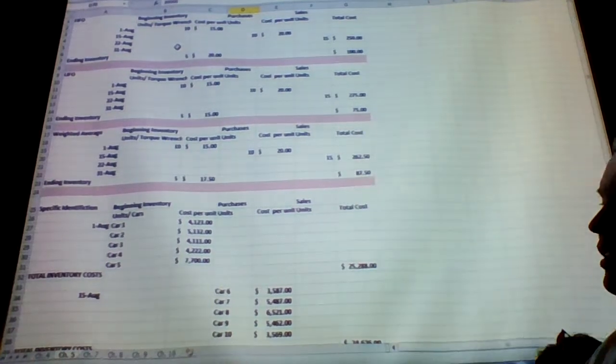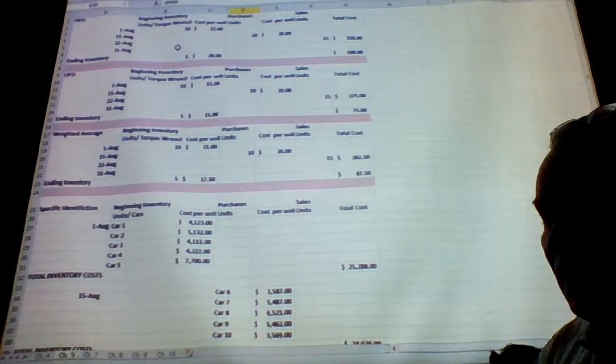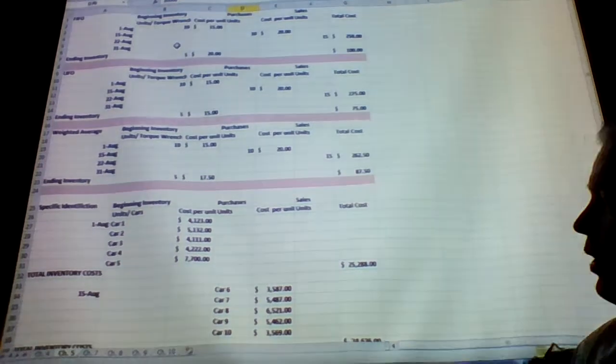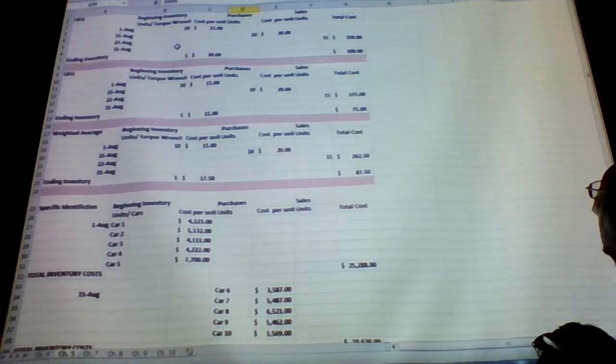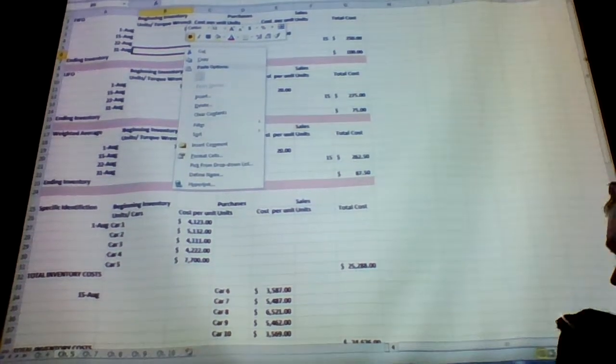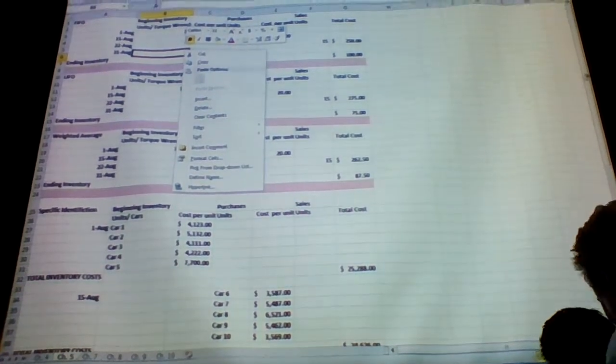Specific identification. Now this is the tricky one, so I've written it out here in a way that hopefully will enable me to do this easier for you. I'm going to have to get out of the picture so I can control the mouse for this.